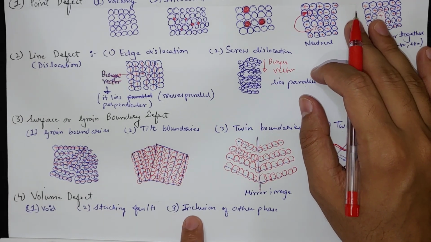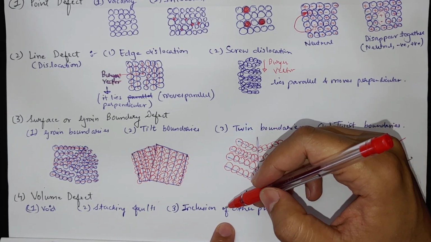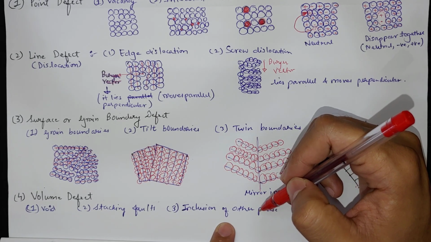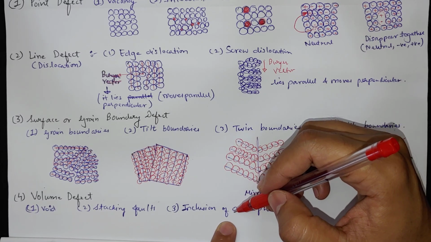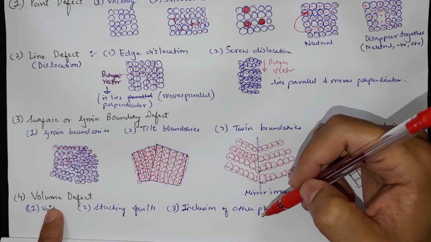The third is the inclusion of other phase. In between the material there is some other bulk material of another element, or there is inclusion of some precipitate formation inside the material. So this kind of defect is a volume defect.